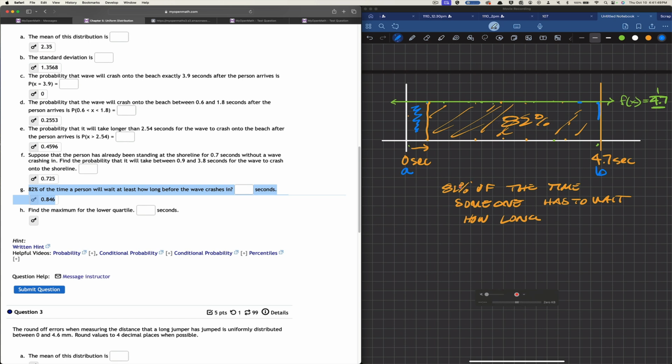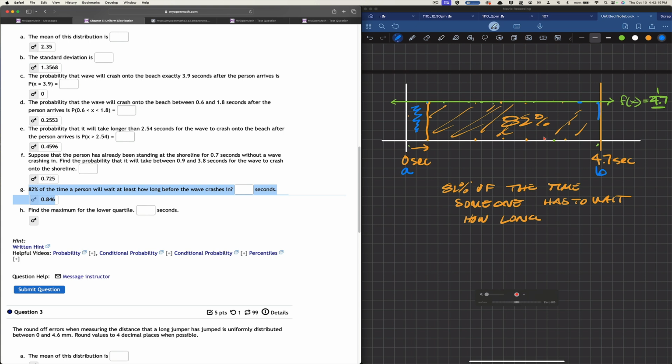If I had said 20% of the time, someone has to wait how long? Well, 20% of the time is this little skinny over here. They're going to have to wait a lot longer. Okay? But the large majority of people only have to wait a short amount of time before they hear a wave. A large percent will have to wait a shorter amount of time for the wave to crash. A smaller percent have to wait a lot longer for a wave to crash.